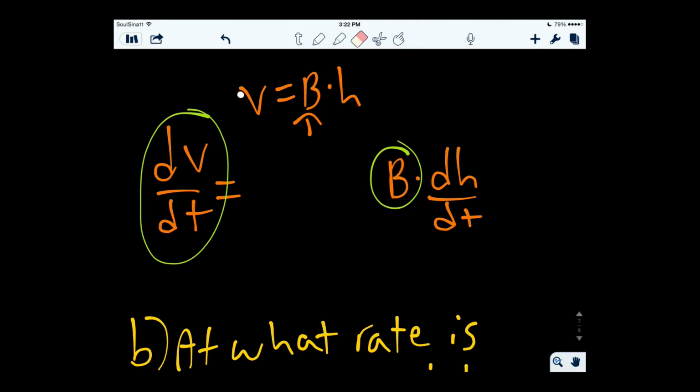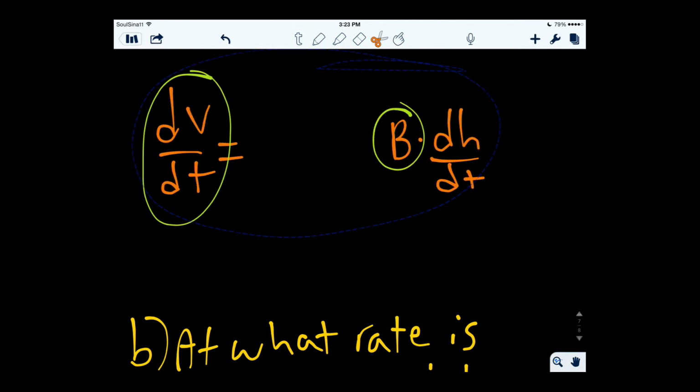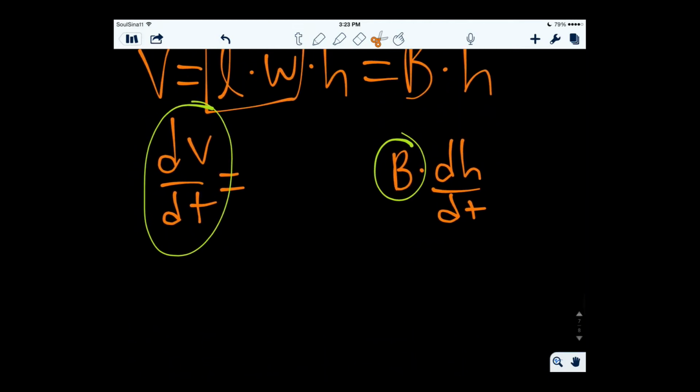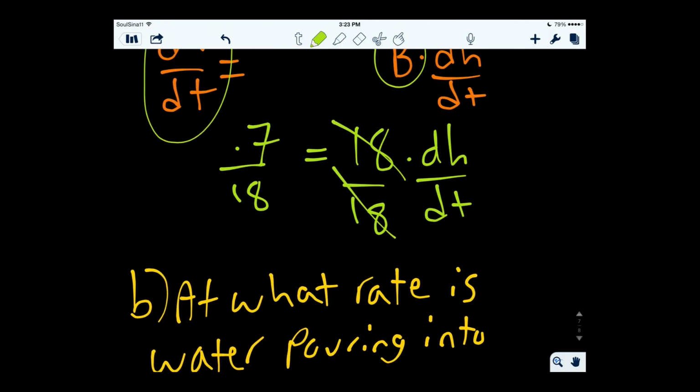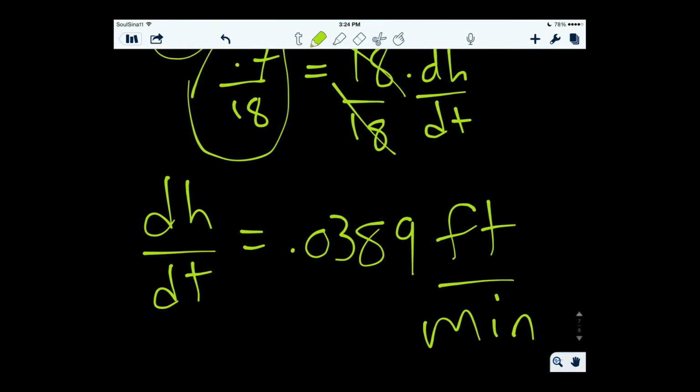So what we can do now is plug in our values. We will have 0.7 equals 18 times dH/dt, and because we are looking for the rate at which the water level rises, we just have to solve for dH/dt, which means we divide both sides by 18. That is our answer, 0.7 over 18. If you simplify 0.7 divided by 18, you get 0.0389 feet per minute.